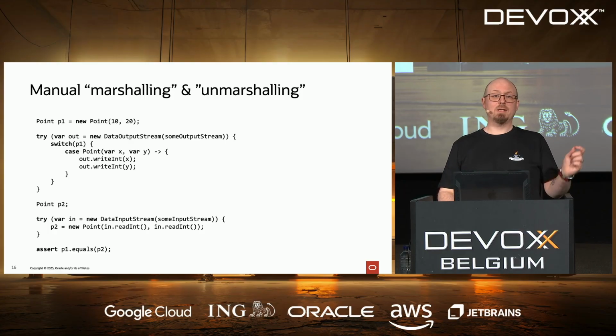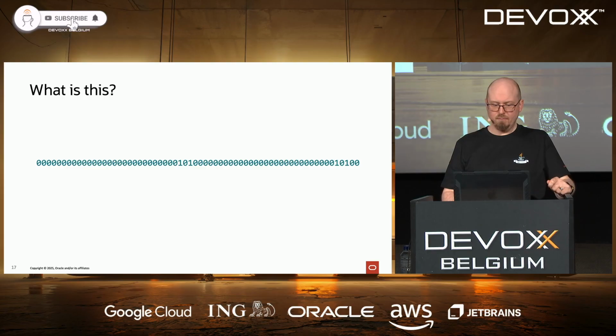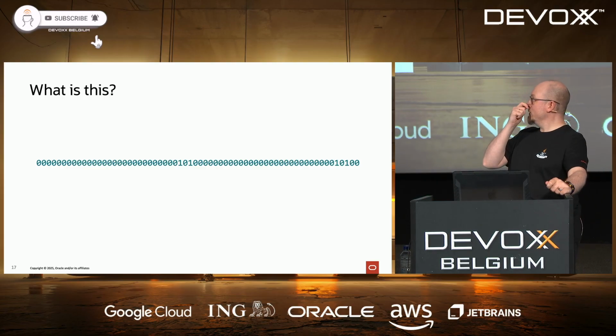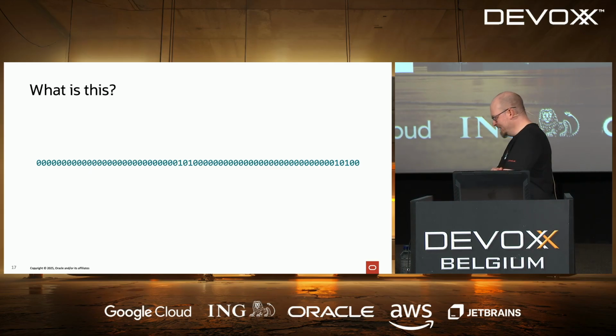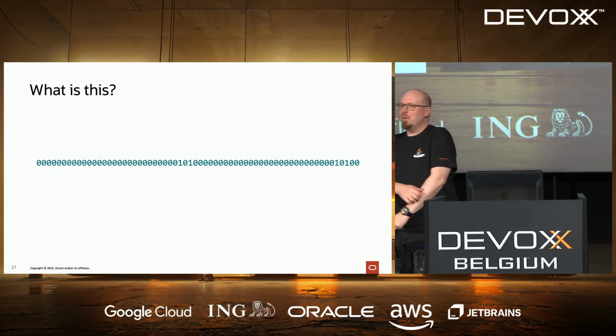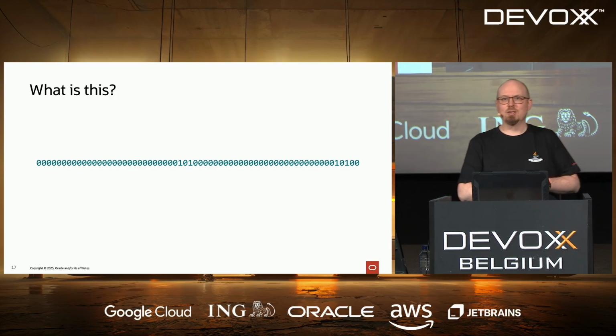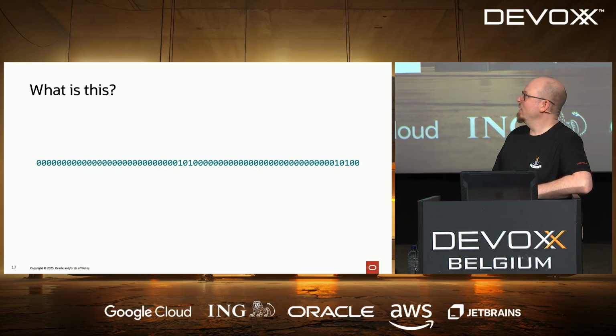Now we've been able to take something and potentially put it on the network, or in a file, or in a database, and be able to recreate it. But any takers as to what this represents? A point? Cheating a bit. Of course it's a point. That is the bit representation of the 10 and 20 of that thing. But if you just received a file that had this information, how would you figure out what to do with it? What does it mean?